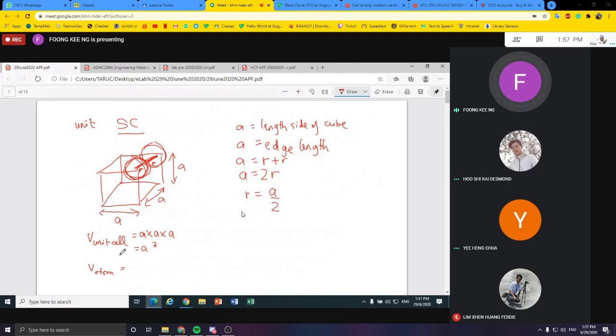Guys, what's the volume of one atom? The atom is represented by a ping pong ball. It's a sphere. Remember what's the volume of a sphere from your maths? Yiheng, what's the formula for a sphere volume?